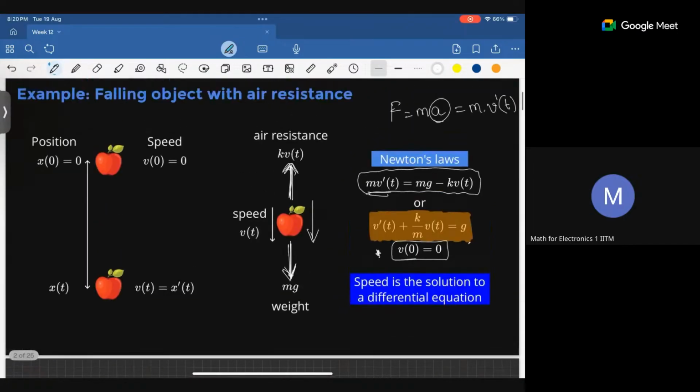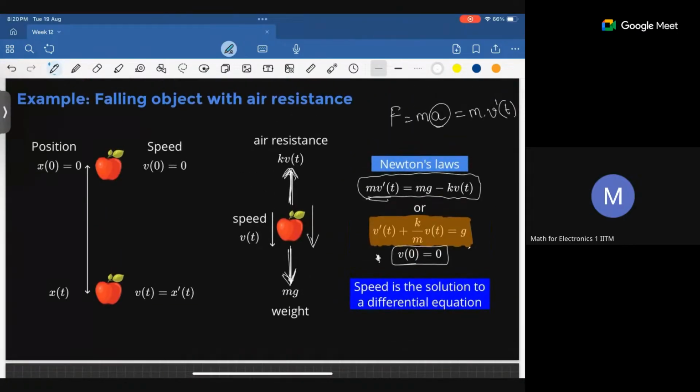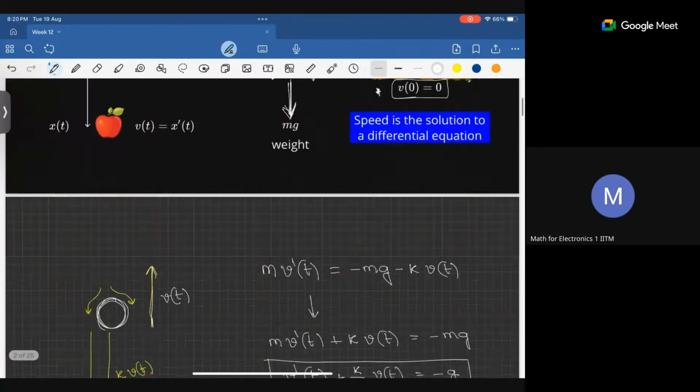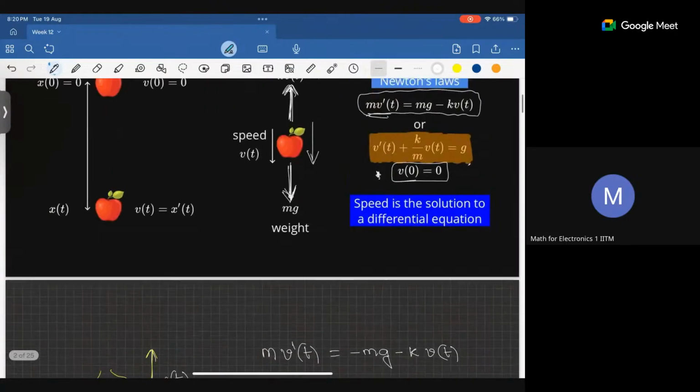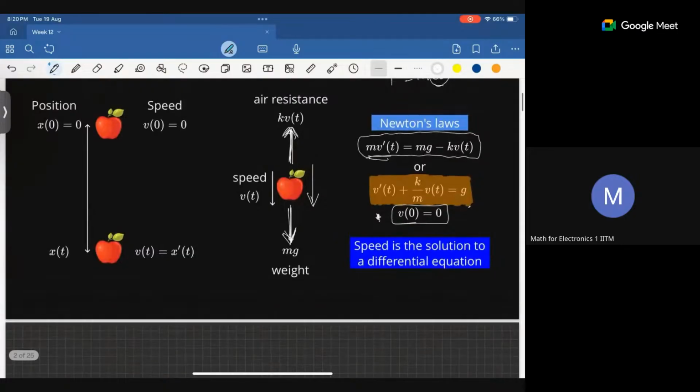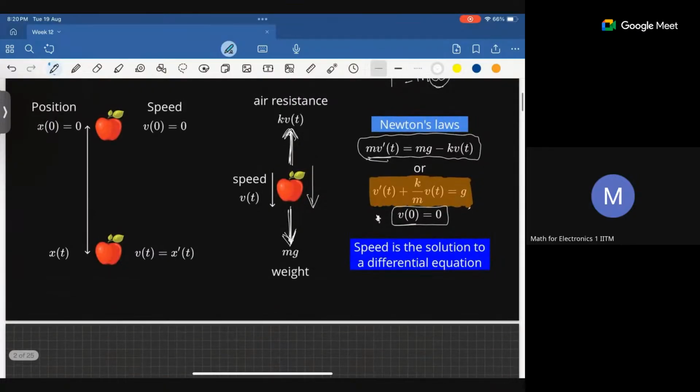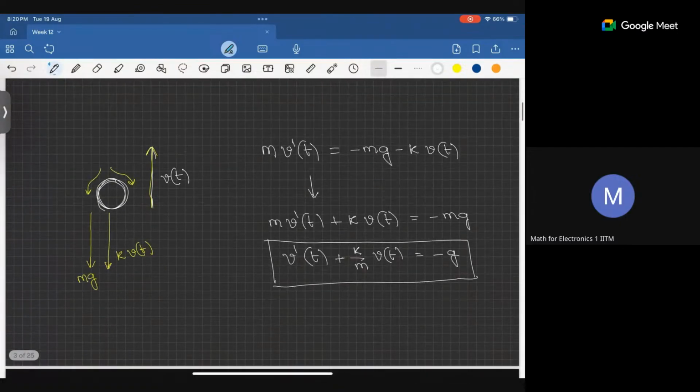Right? Any difference? So what is the difference? Is there any difference or no difference? You see, here the equation is v prime of t plus k by m v of t is equal to g. Here it will be minus g. So that's the difference.